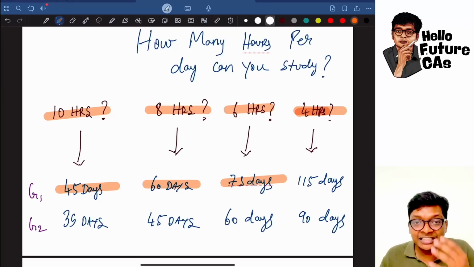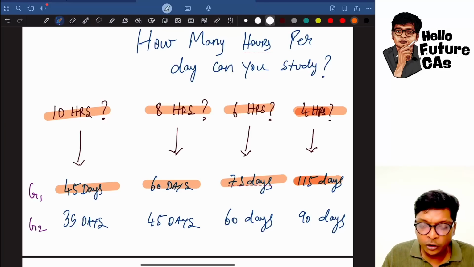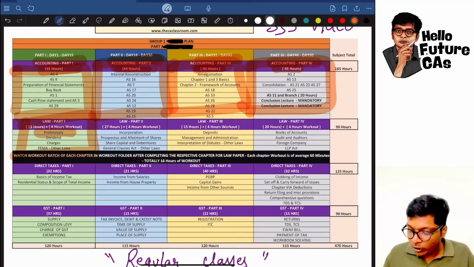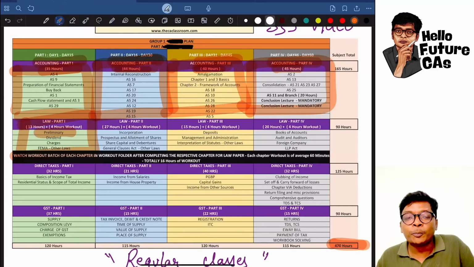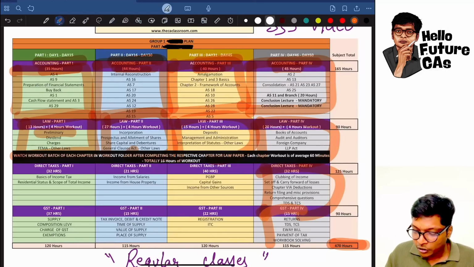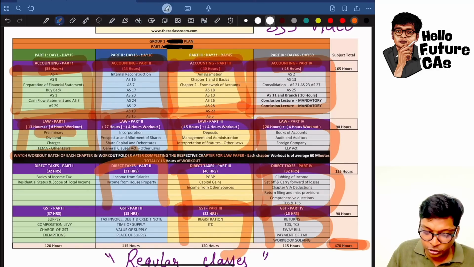For example, if you can study only 4 hours a day, close to 115 days if you study, what will happen? Almost 450 hours of learning will be completed. What is 450 hours? Entire group as per this schedule. So for each subject, you have to finish these 4 parts, guys. I hope you have understood, guys.